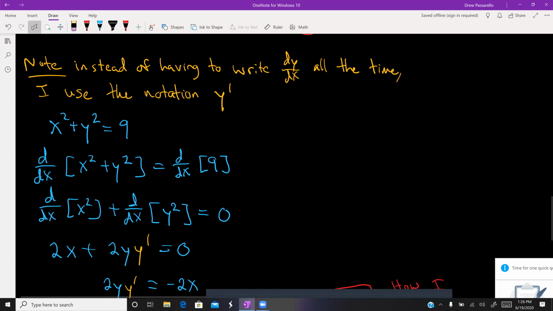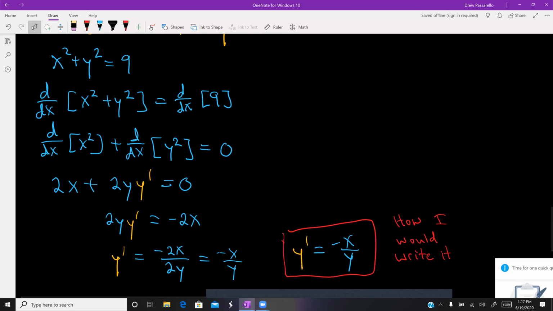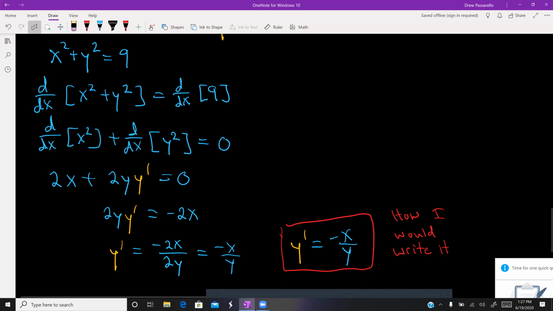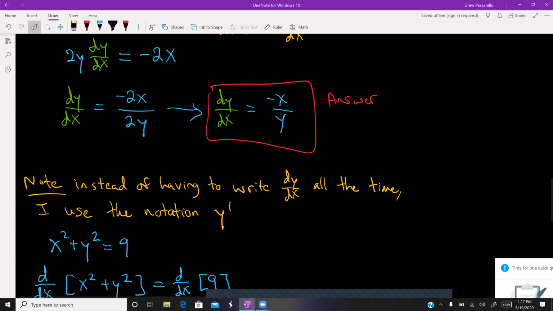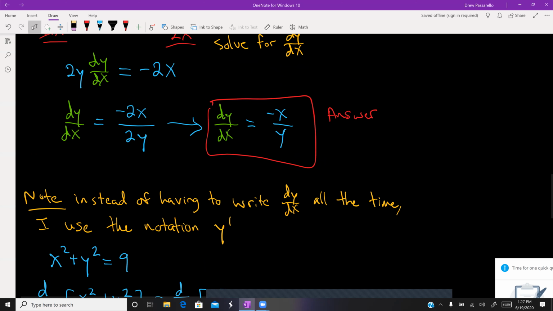Now the derivative of x squared turns into 2x because of the power rule. The derivative of y squared turns into 2y, but then I attach y prime. So instead of dy/dx, I use y prime. It's just less stuff to write, but the idea is still the same. I want to get the y prime by itself. So the first thing, I subtract 2x from both sides, like I did before, and then I divide by 2y. So it'll be y prime equal to negative x divided by y, which is the same thing as writing dy/dx equal to negative x divided by y.